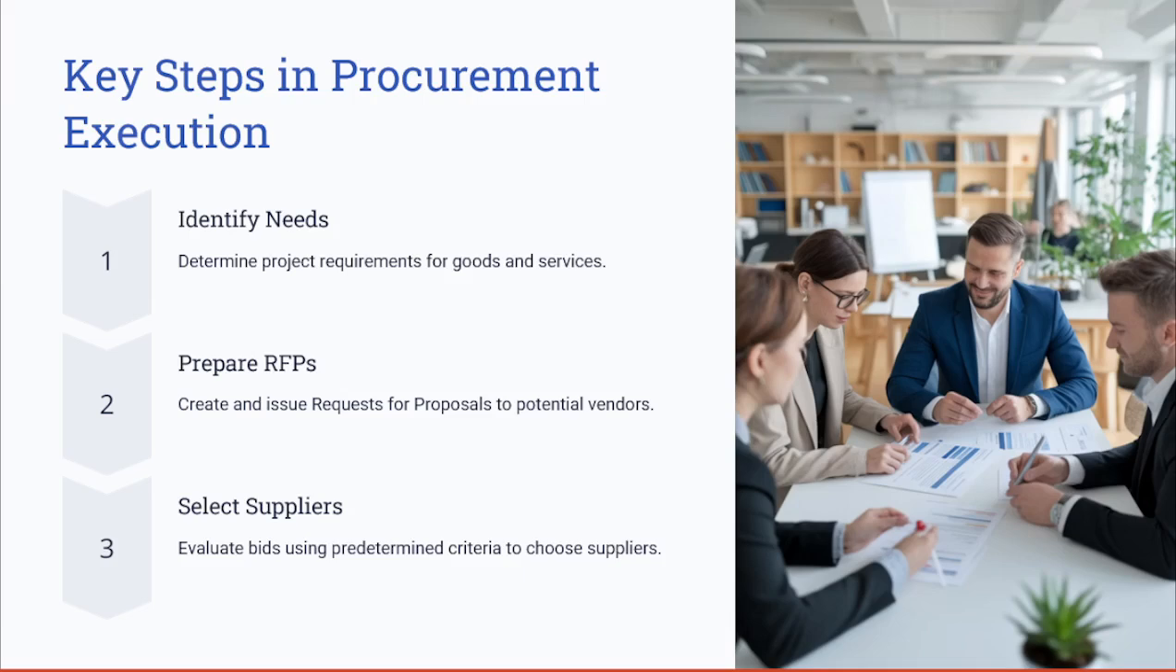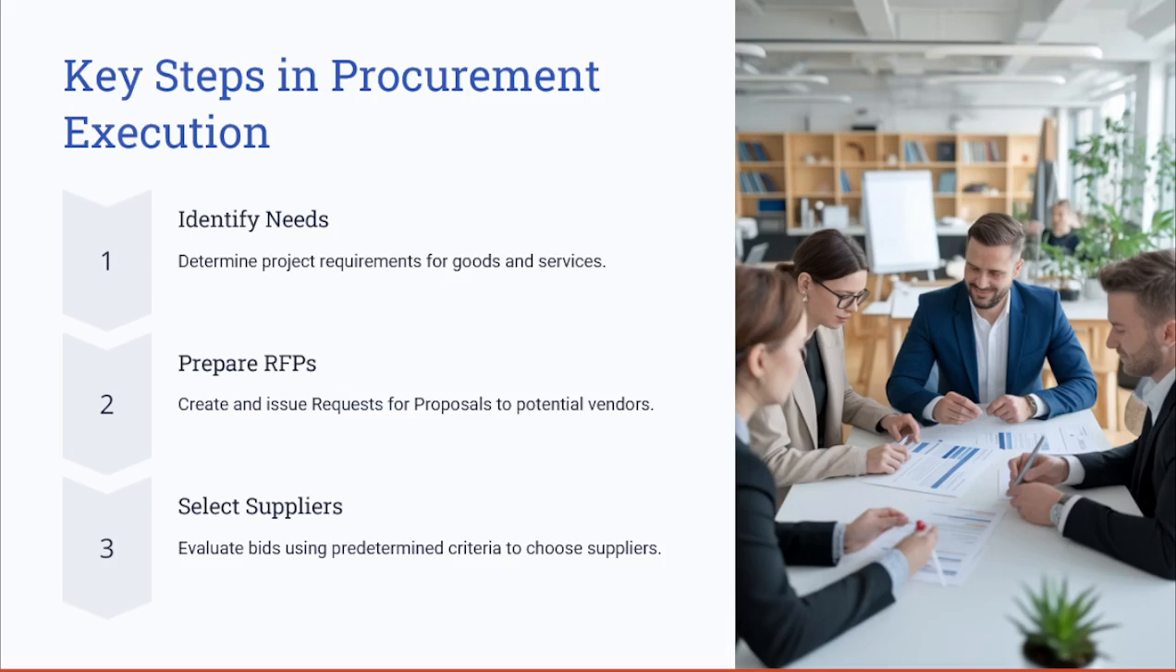So key steps in procurement execution start with identifying what the project requires or the procurement needs, followed by preparing an RFP or request for proposal. And then you issue that RFP. Based on that, you get responses from the potential sellers who, for example, have a solution or have, let's say, the goods and services that you are trying to procure.